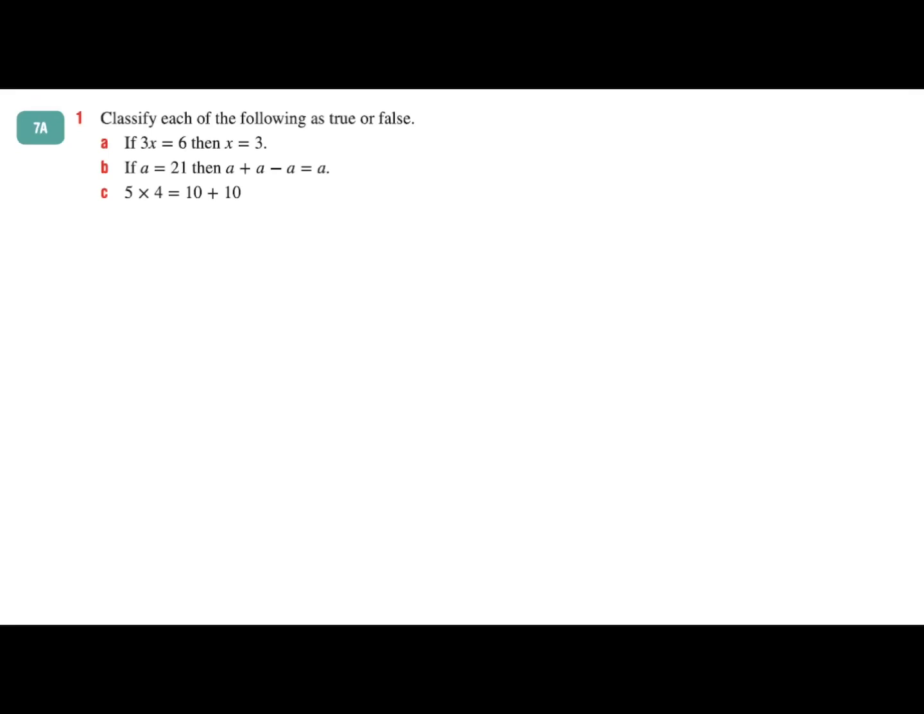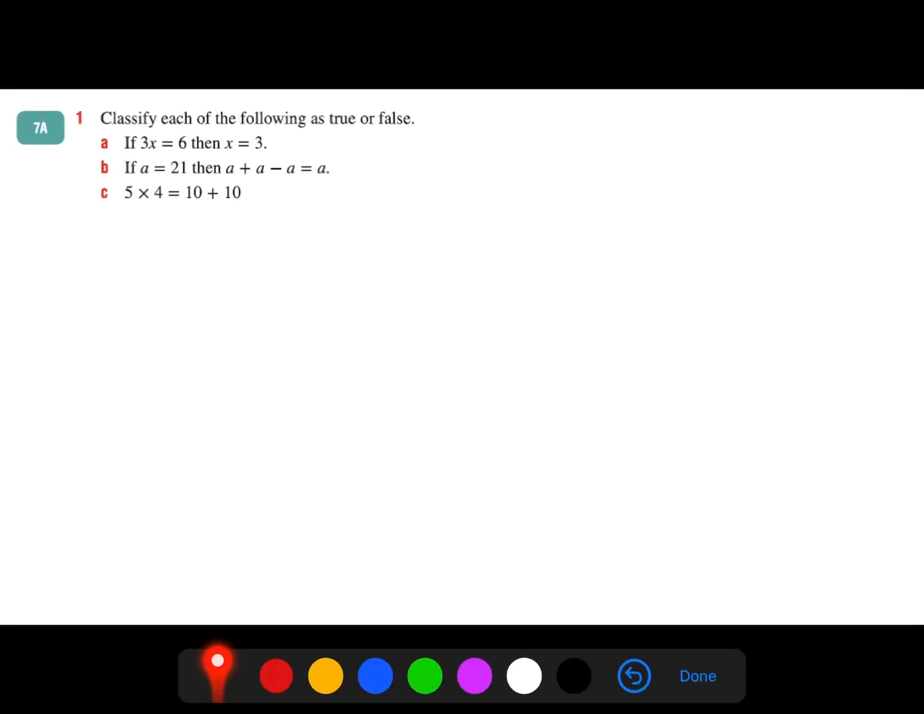So 7A is on classifying equations as true or false. It's true if the equation makes sense, if the left hand side is equal to the right hand side. Now, what do I mean by the left hand side and the right hand side, you may ask. I'm talking about it in respect to the equal sign.